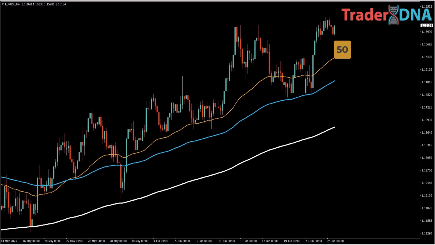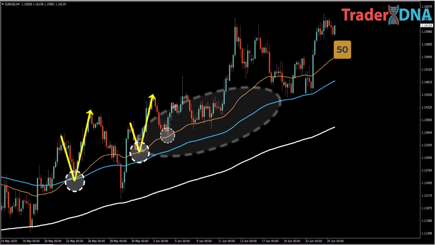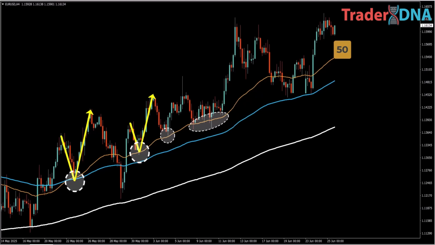Look at this move right here. Price drops, bam, hits the 50 EMA, and boing, it bounces up like it hit a trampoline. And again, another drop, another bounce. It's like clockwork. The 50 EMA becomes this invisible launch pad, price touches it, and boom, liftoff.